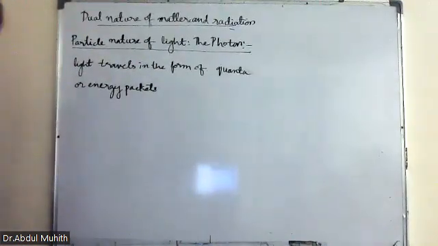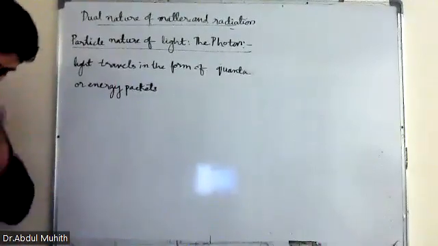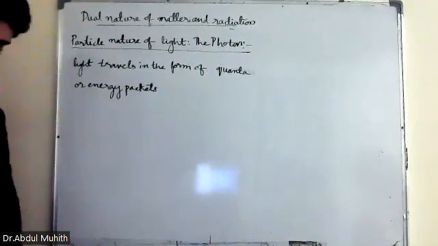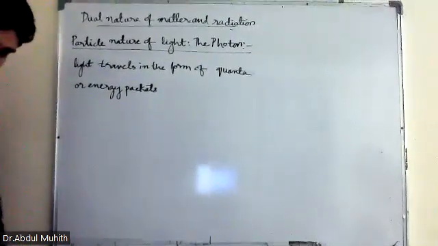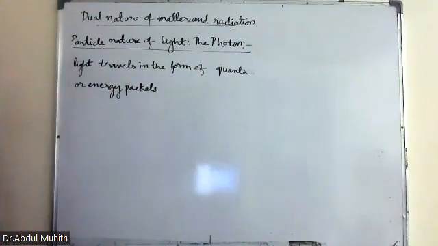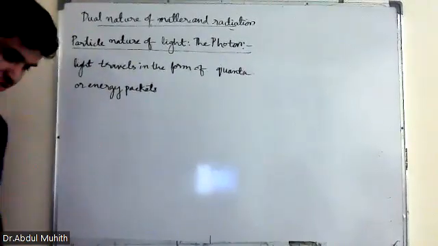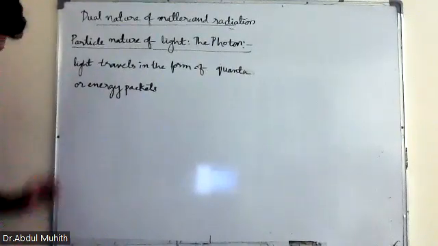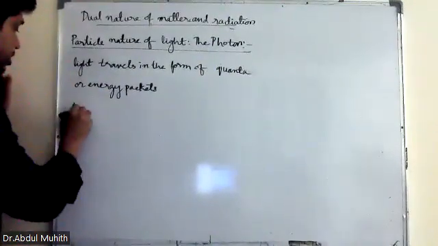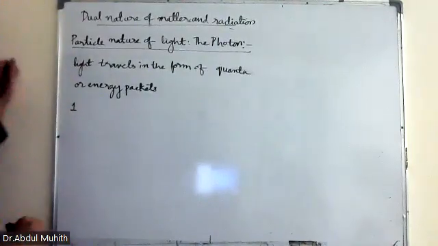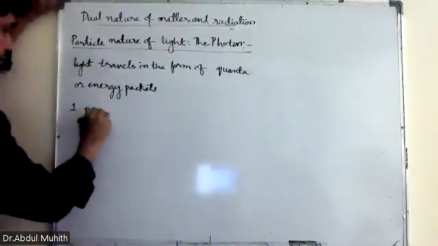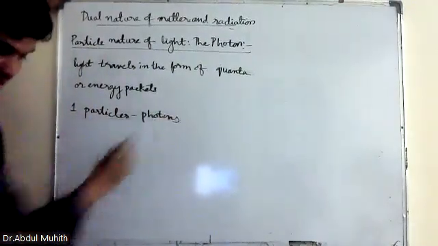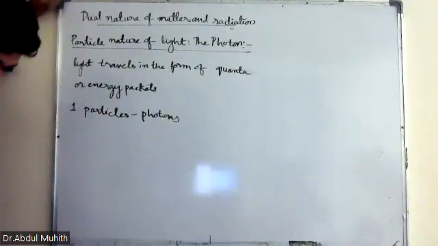Okay, now. See, there are 5 points to be discussed in the interaction of radiation with matter. Recording, please. In interaction of radiation with matter, radiation behaves as if it is made up of particles called photons. So the first point is about particles. Light travels in the form of particles, that is photons. It's the first point.